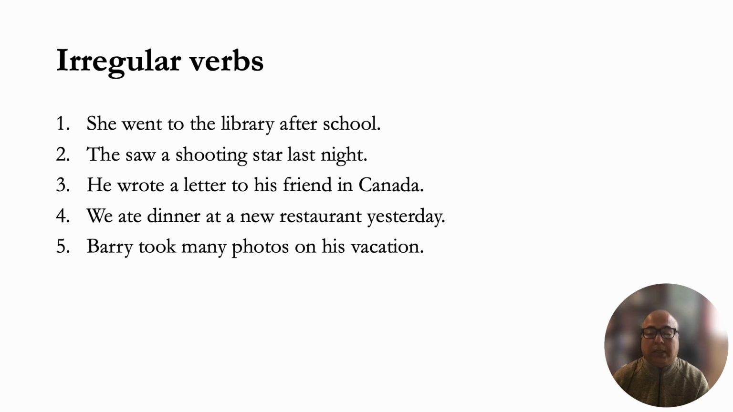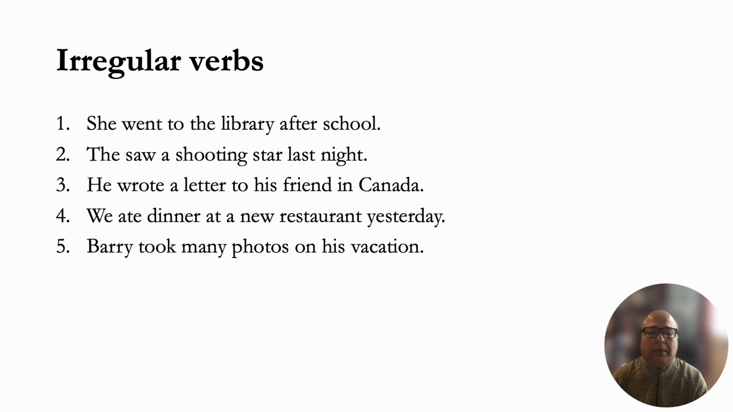Remember I said the irregular verbs are different from regular verbs such as walk, talk. Irregular verbs do not follow a specific rule. So go becomes went, see becomes saw, write, wrote, eat, ate, take, took. All right, so take a few seconds to take it all in. Look at all 5 sentences and see how the irregular verbs are used in the past tense.